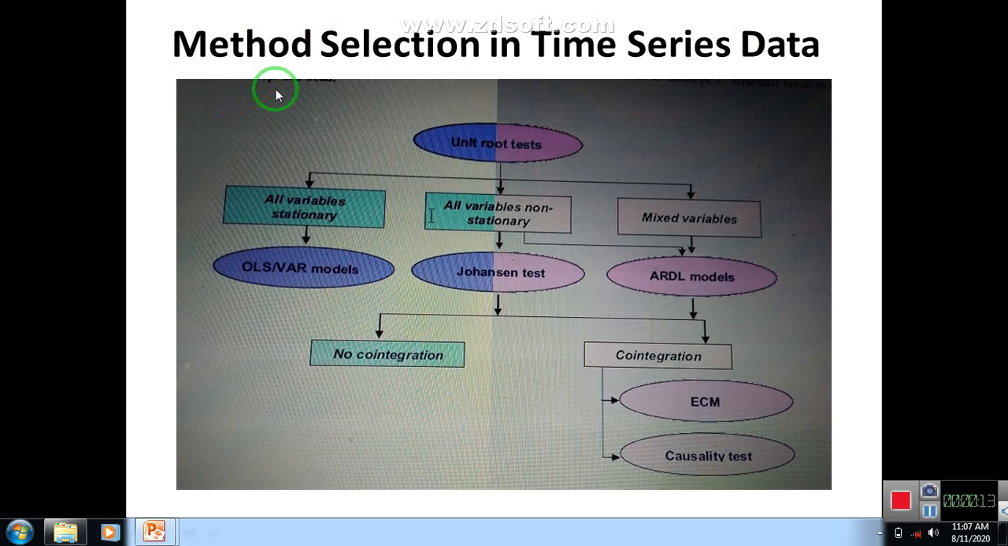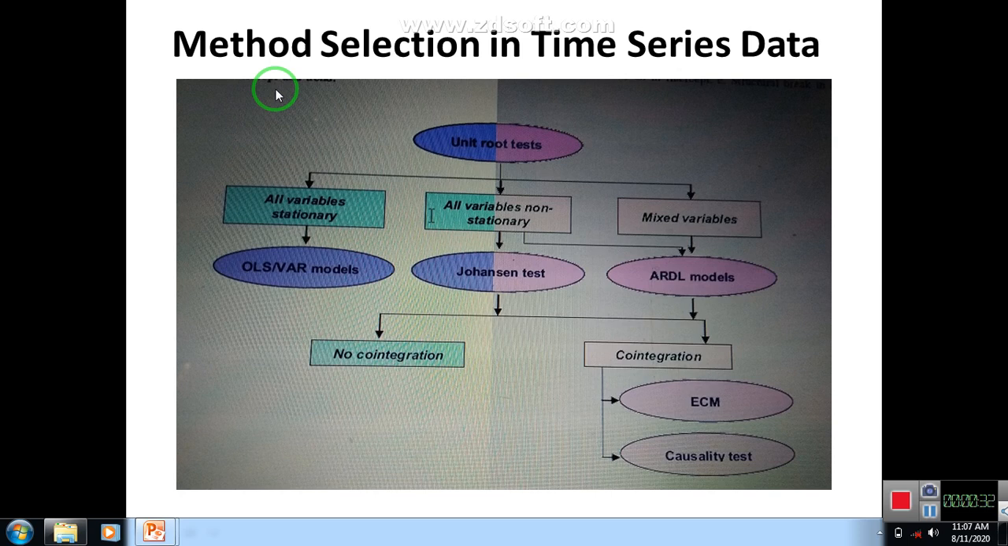Today we explain the method selection in time series data. Selection of appropriate methodology is an imperative step in time series data. If we specify the wrong model or we apply the wrong method, it will produce biased and unreliable results.